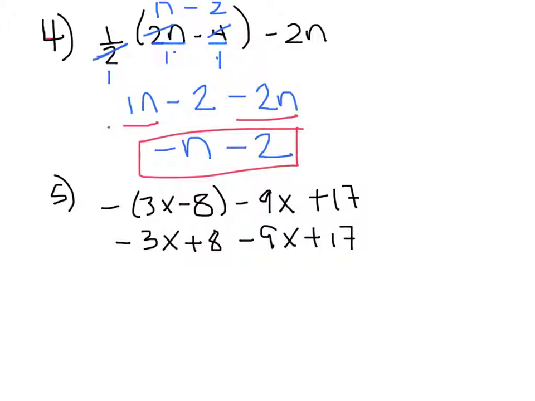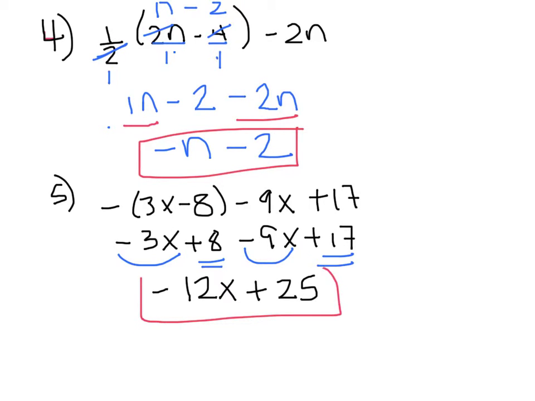Now we are going to add similars. So in this case, add or subtract similars. Minus 3 and minus 9, minus 12x. Plus 8 and plus 17, it's plus 25, or positive 25. And that is my final answer.